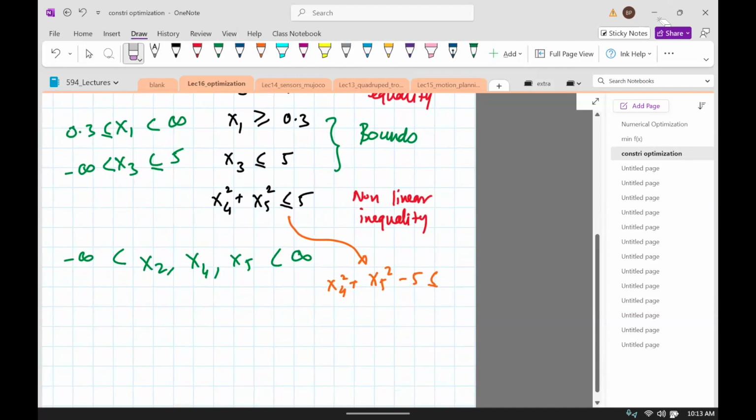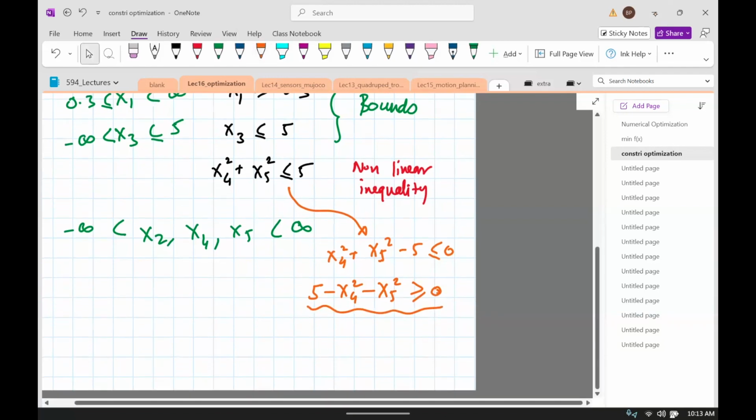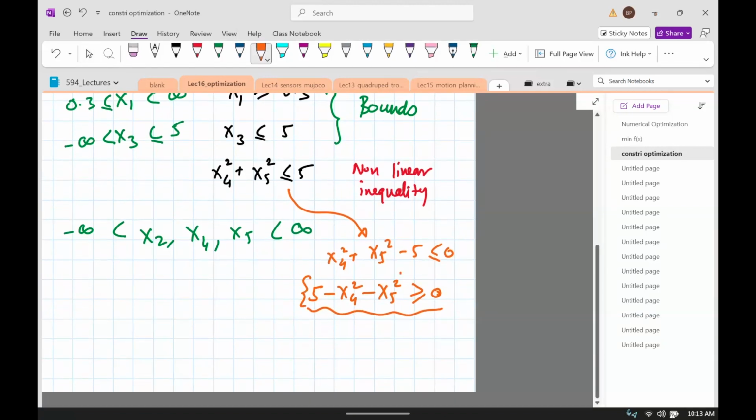So in order to change it to what it is in the code, I need to multiply both sides by -1. When I multiply it, I'll get 5 minus x4 square minus x5 square is greater than 0. I need to flip the sign. So this is how it expects you to give it. Whatever the inequality, it should always be specified as greater than 0. That's how the convention is.